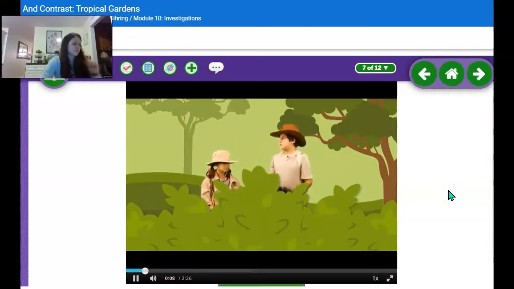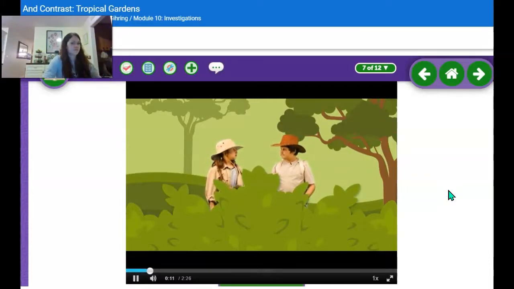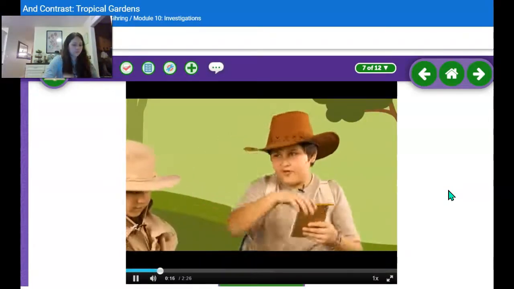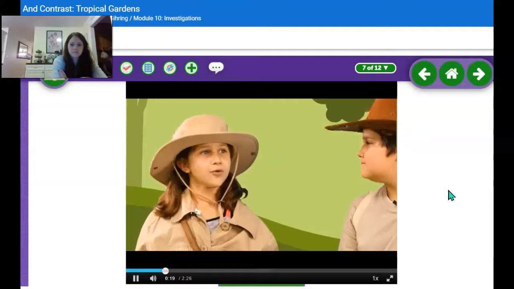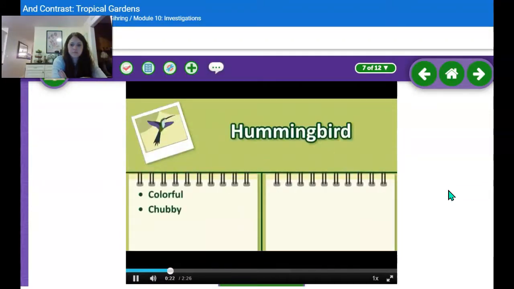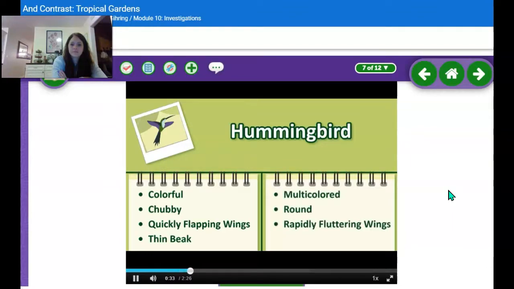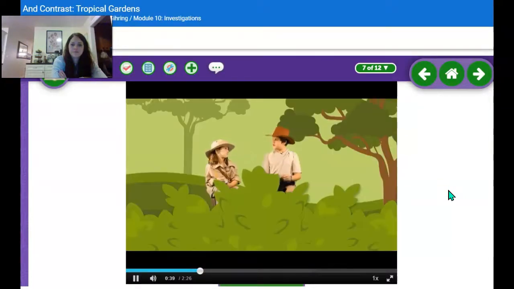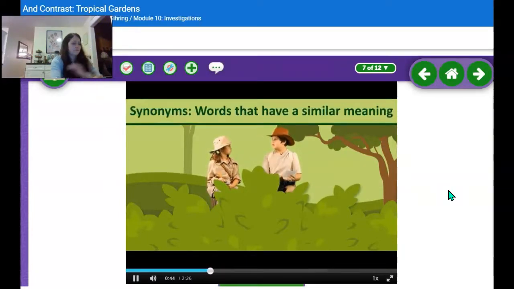This has been such a great day of bird watching. Let's take a break. I want to compare notes. Okay, the first bird that I found was a hummingbird. I wrote that the hummingbird is colorful and chubby. It has squiggly fluffing wings and a thin beak. Well, I wrote down different words. I said that the hummingbird is multicolored, round, and has rapidly fluttering wings and a slim beak. Wow, we made completely different notes. Actually, if you take a closer look, we made the same notes. We just used synonyms. Synonyms are words that have a similar meaning.